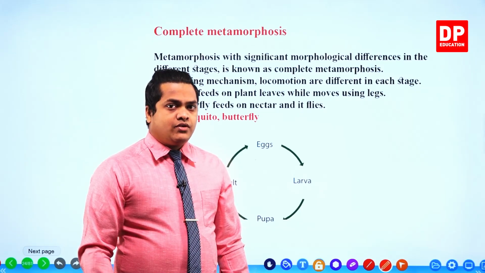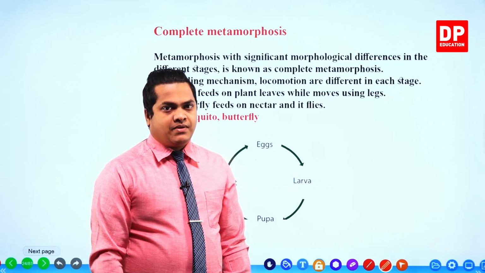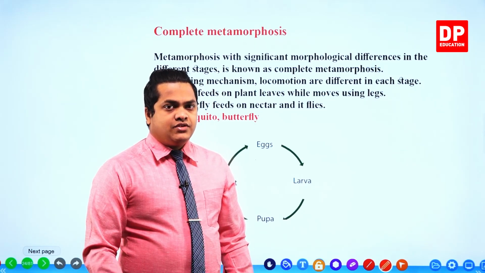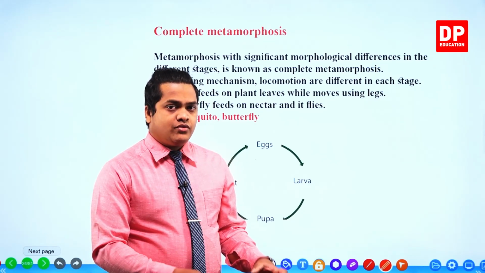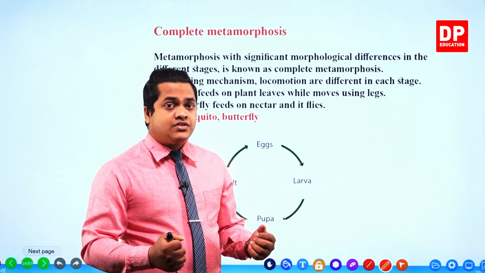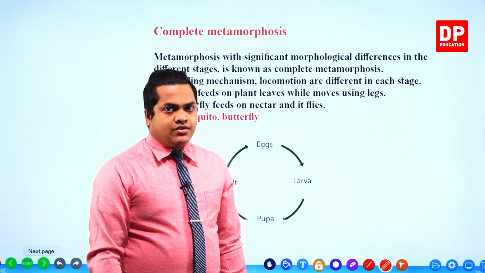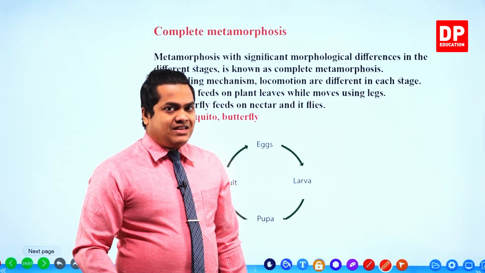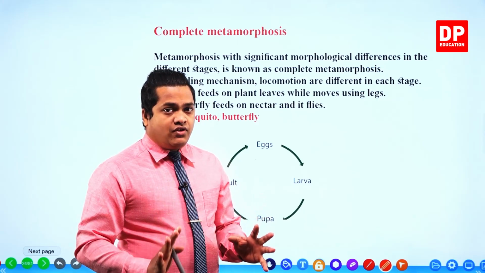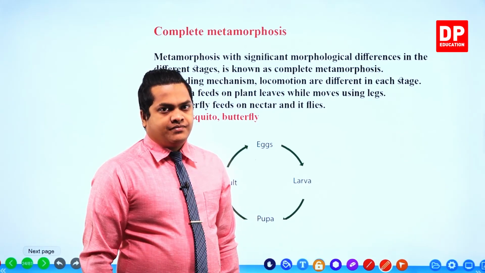The caterpillar is going to eat tender leaves of the plants. However, the butterfly uses the proboscis to feed on nectar. So way more different nutritional structures and nutritional modes can be observed. That's why we are saying that during complete metamorphosis, even the way of locomotion and the mode of nutrition are also changed.